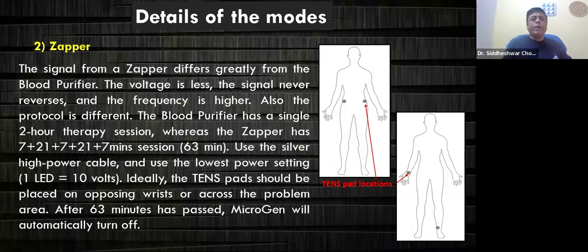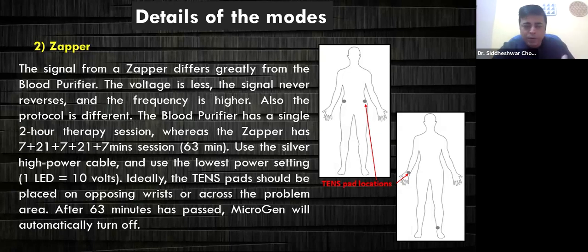So the next mode is the zapper mode, or I should say the Hulda Clark zapper. So this is a very popular zapper, and the signal from a zapper differs greatly from the blood purifier. The voltage is less here because, as you all know, the voltage is around 9 to 10 volts in classical Hulda Clark zapper. So we are talking about the first power level, that is the first intensity level.